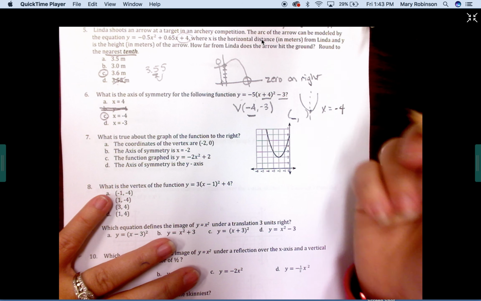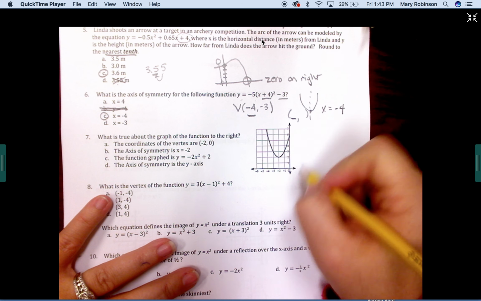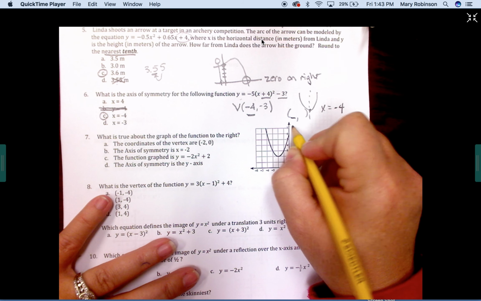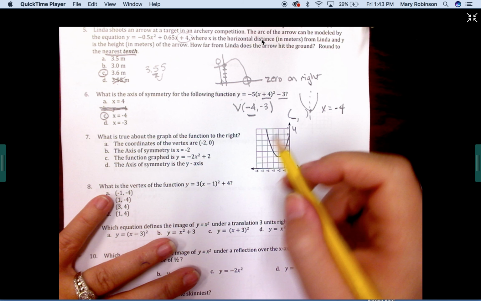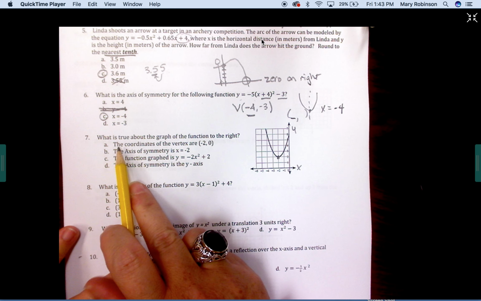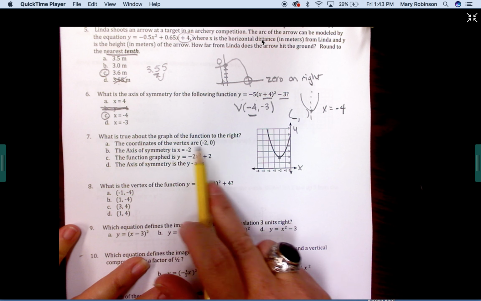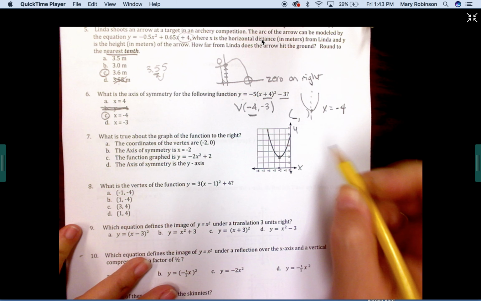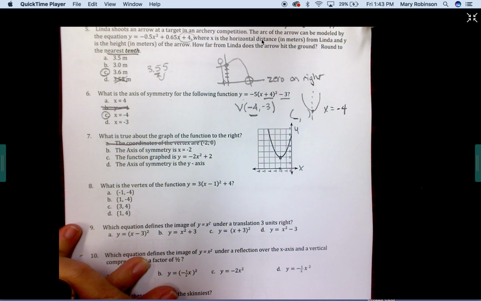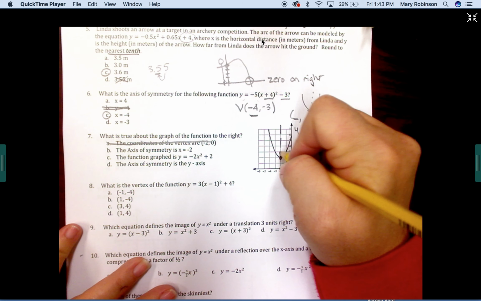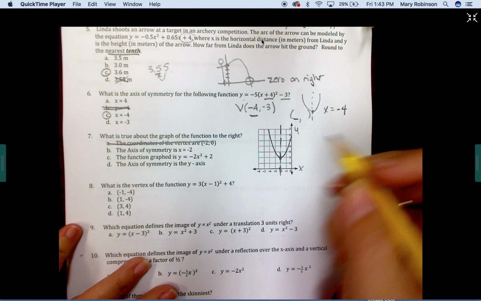Next, for number 7, what is true about the graph of the function to the right? So what are things we know? We know the vertex is over here in quadrant 2 because that's where our x's are negative and our y's are positive. Here's my vertex. So let's use process of elimination. The coordinates of the vertex are -2, 0. That is not correct because -2, 0 is right there. So that's not right. The axis of symmetry is x equals -2. That, however, is correct.